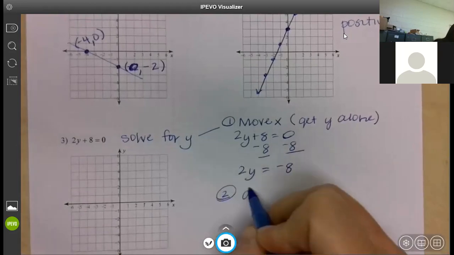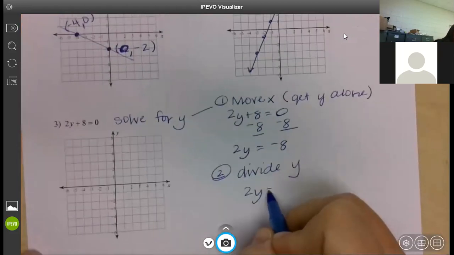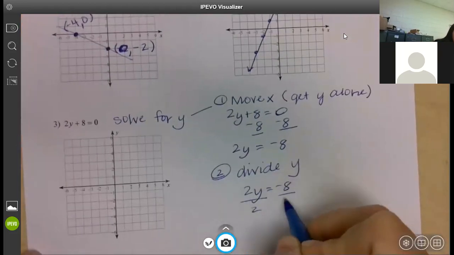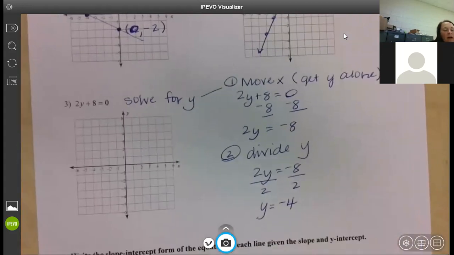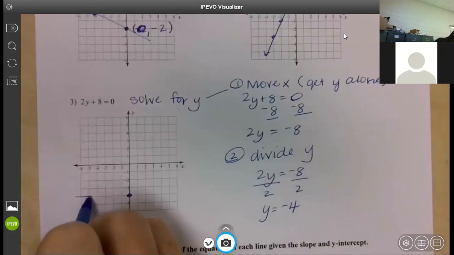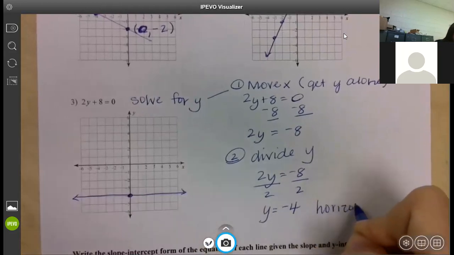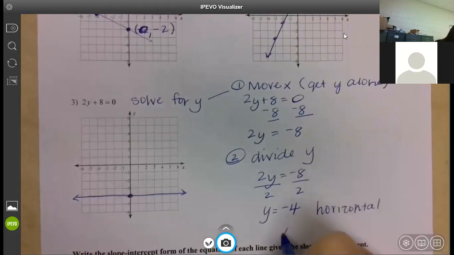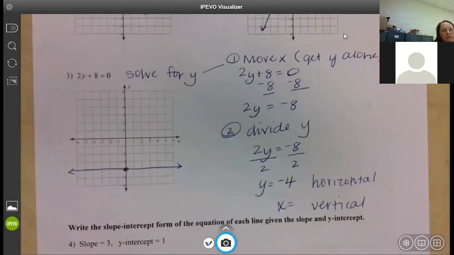Your second step is to divide by the coefficient of y. So we're going to divide by 2. And we get y equals -4. Now, this one doesn't have a slope. All it has is a y-intercept at -4. Every y is -4, so this is a horizontal line. So y equals is a horizontal line. X equals is a vertical line. Okay, so just so you know that.